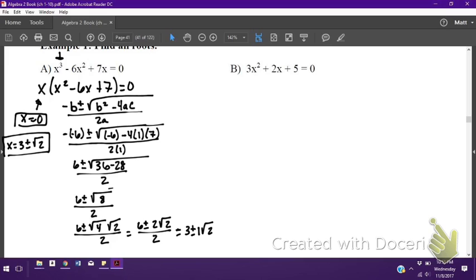Make sure that you get all of this copied, and then we're going to go ahead and take a look at example B. So in example B, we're looking at 3x squared plus 2x plus 5 is equal to 0. Well, there's no GCF, so my other possibility would be to factor. If I were to think in my head, there's really nothing possible that would actually get me a solution.